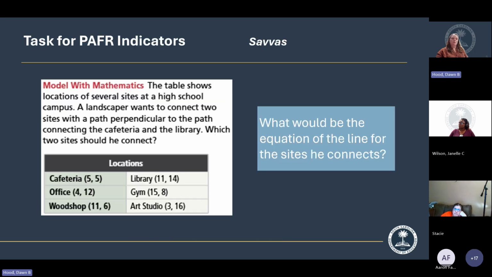And then another little activity to help you work through it. How can students make sense of this problem? I'm going to give you the question that would be a good one to answer. What would be the equation of the line for the sites he connects? And then I would always put in that extra, how do you know? That would be the equation that would fit. And this one did come from Savas.